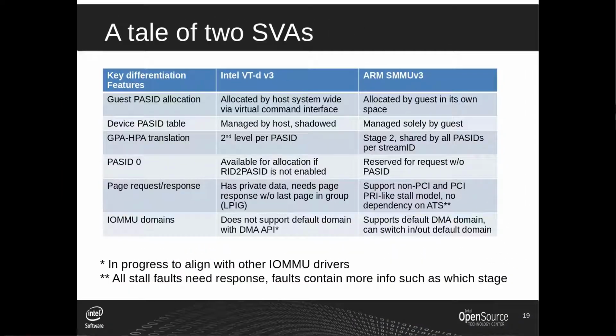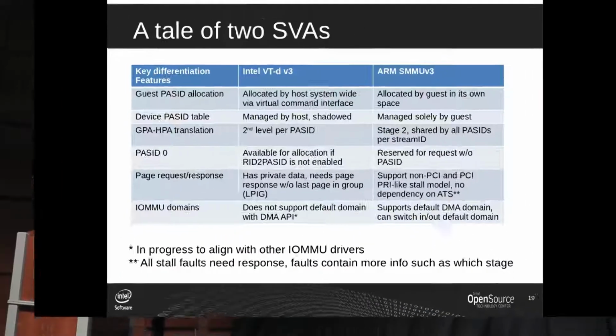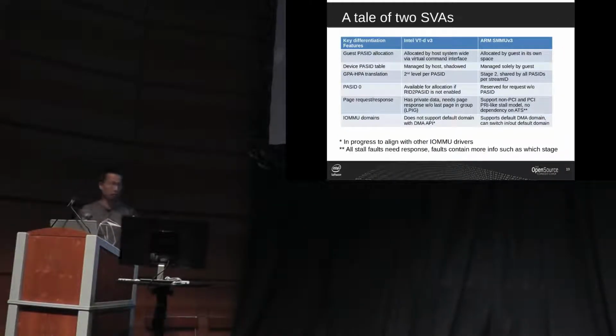Since we're short on time, I'll try to do a little comparison of the differences between the two SVA implementations. First of all is the PASID allocation in the guest. On the VT-d side, PASID allocation is global. Even for a guest, the only way to allocate a PASID is through the virtual command interface exposed through the virtual IOMMU. But on the SMMU side, it's solely owned by the guest. Similar for the PASID table, and on the VT-d side, the PASID table is shadowed.